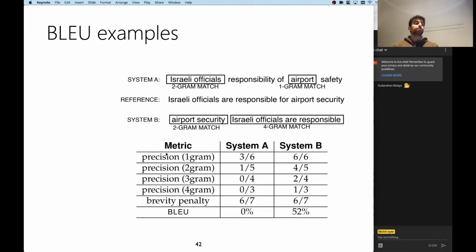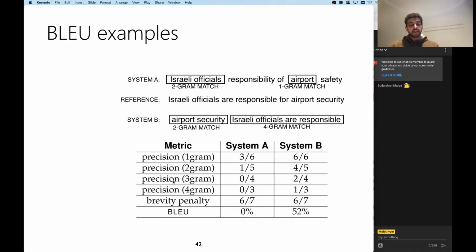In the BLEU score, we're going to compute the precision at different n-grams. So our 1-gram precision is just the word level precision. We already computed this before. What about our bigram precision? Here we have 5 bigrams in system A's output: Israeli officials, officials responsibility, responsibility of, of airport, and airport safety. Of those, only one of the bigrams matches, right? Israeli officials is in the reference and in the system output. So we get a 1 out of 5 precision score here.